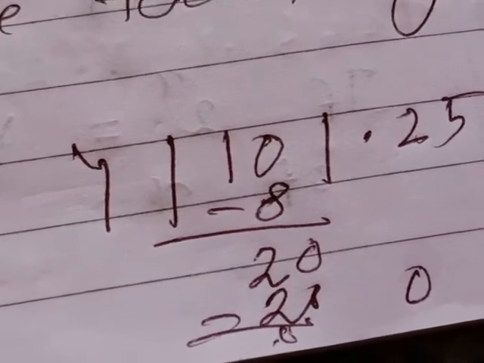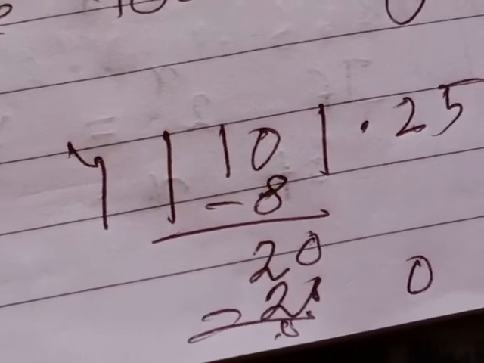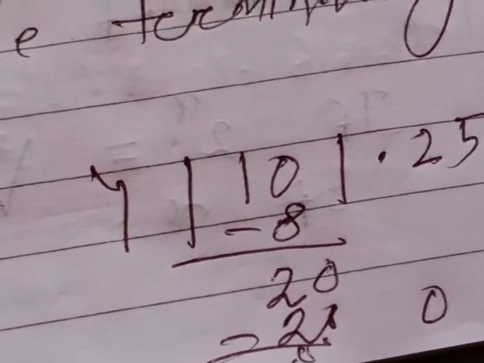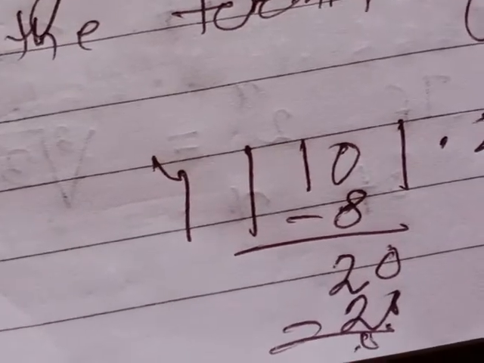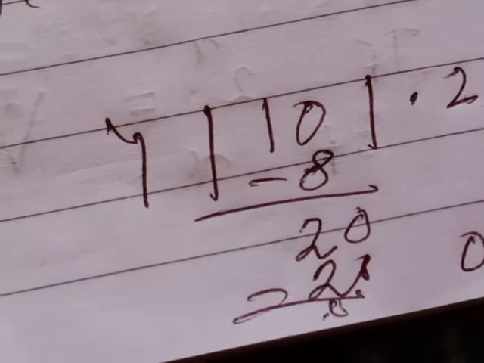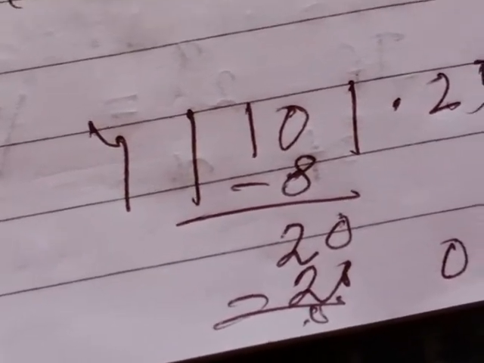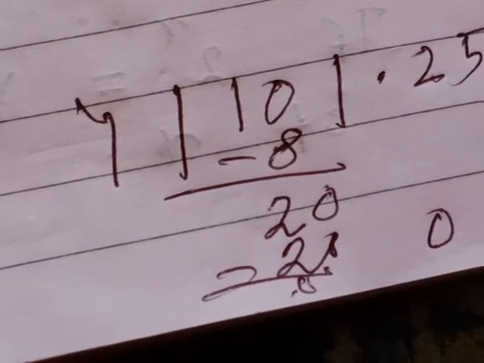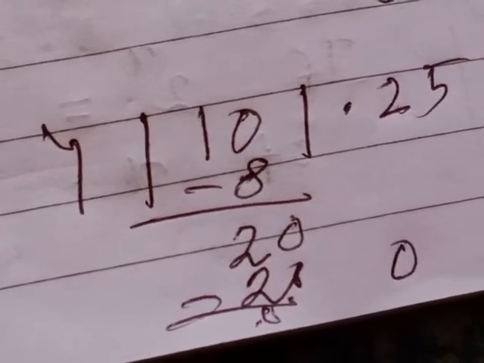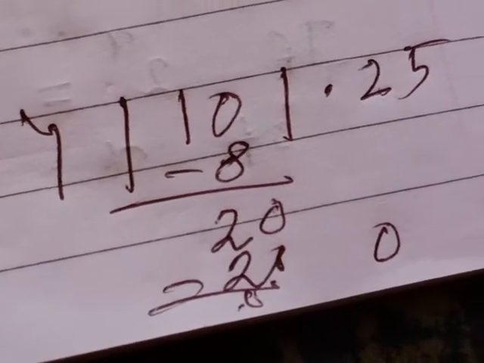Okay, so you see 1 cannot be divided by 4. Putting the decimal point in the quotient, and putting a 0, the number will be 10. So 10 is divided by 4. 4 twos are 8. 10 minus 8 is 2. So put 0, 20. Then 4 fives are 20, remainder 0. Okay, you see.